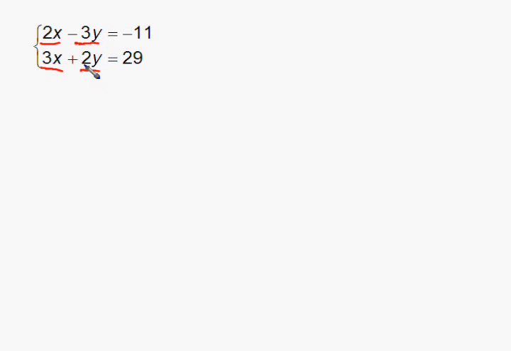Remember, your ultimate goal in elimination is to create coefficients that are opposites of each other. Right now, we don't have opposite coefficients. On x, our coefficients are 2 and 3, and on y, our coefficients are negative 3 and 2. We don't have opposites. So what we're going to do is use multiplication to create opposites.